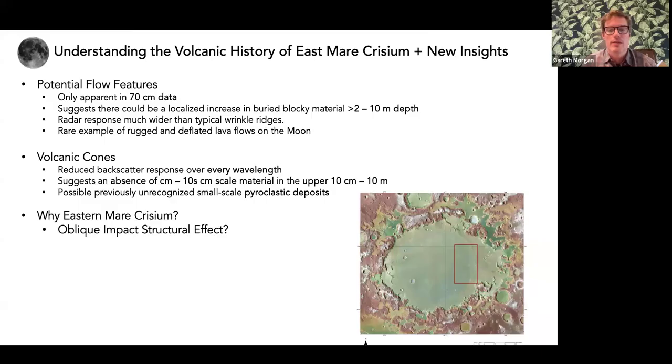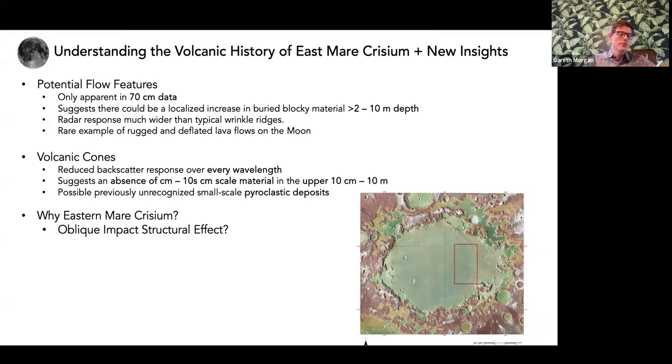You do also get tectonic features I mentioned previously. They do appear radar bright at 70 centimeters, but these features are much wider than that, so we don't think they're anything different. And so this is actually a very rare example of a rugged and deflated lava flow on the moon. I mean, the only other good area we can see lava flows, as I said, was Imbrium. And those are like typical.